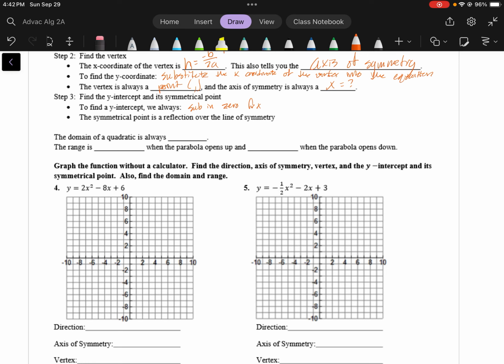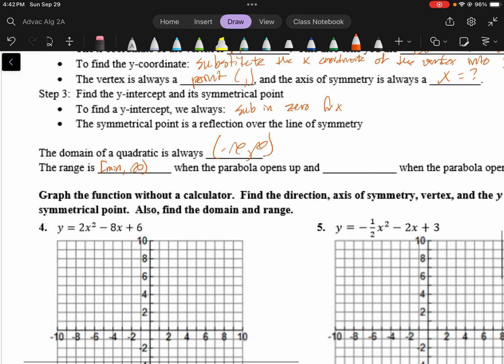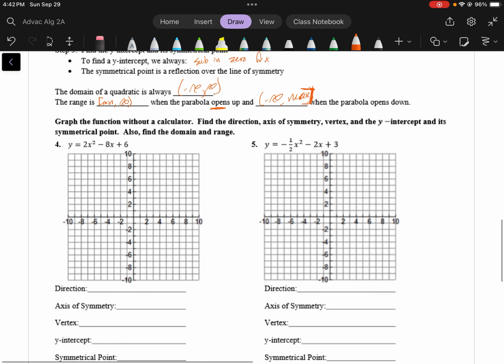So the domain of the quadratic is always negative infinity to infinity. We kind of saw that on the first two. They were both negative infinity to infinity. And the range is either going to be the minimum to positive infinity when it opens up, or it's going to be negative infinity to the maximum, because that's going to be the highest point that it reaches. So we're going to be able to use all of that to graph without a calculator.